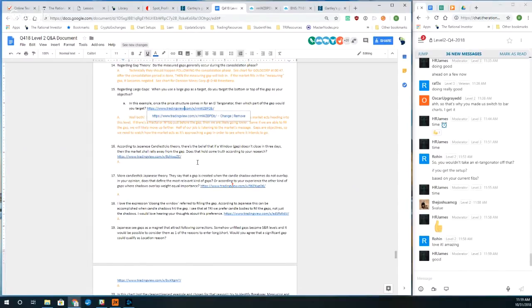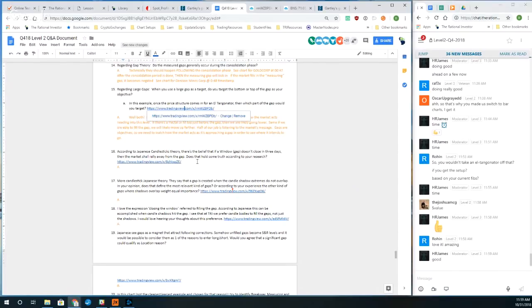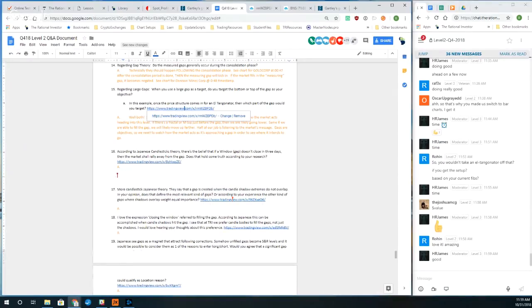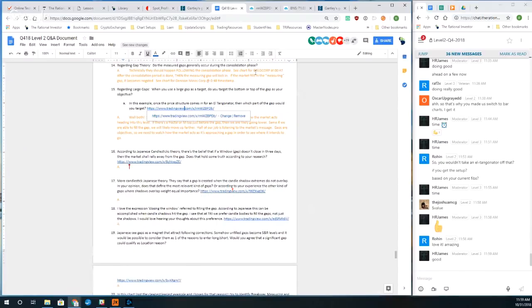Okay, number 16. According to Japanese candlestick theory, there's the belief that if a window gap doesn't close in 3 days, then the market shall rally away from the gap. Could be. Does that hold truth according to your research? Actually, you know what? I was even doing this for you guys earlier.